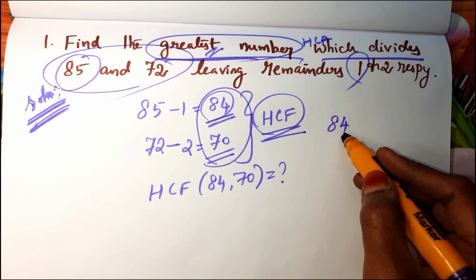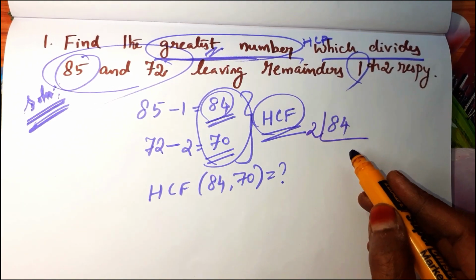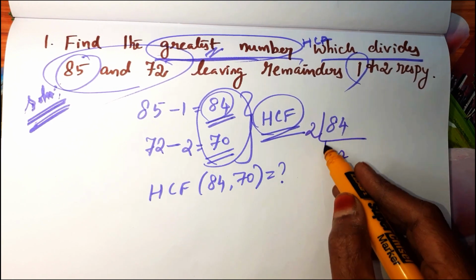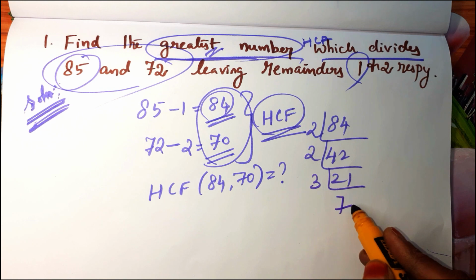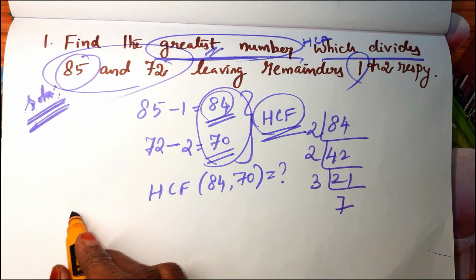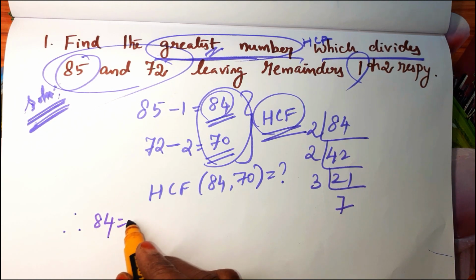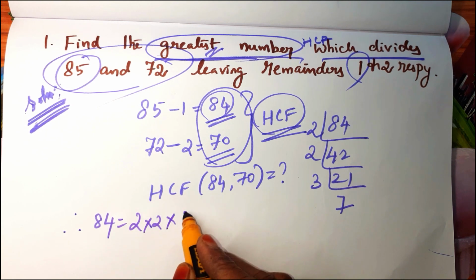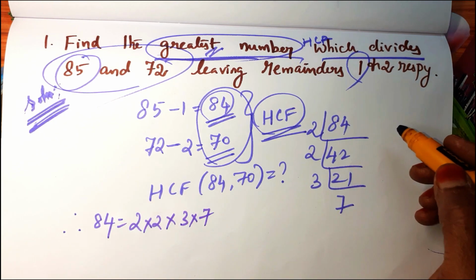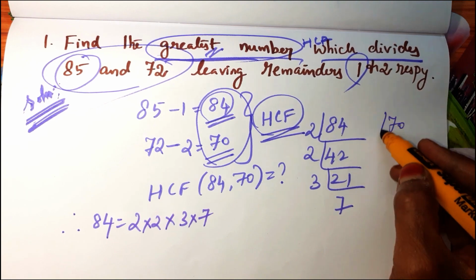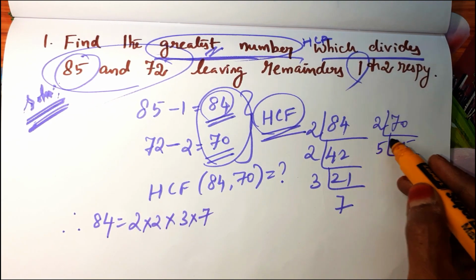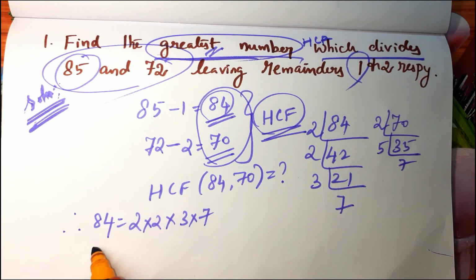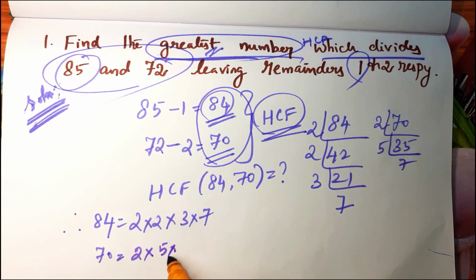So find the prime factors. When it is divided by 2, it is 42. Divided by 2, it is 21. Divided by 3, it is 7. So these are the prime factors. Therefore, 84 can be written as 2 into 2 into 3 into 7. And the other one is 70. Divided by 2 means it is 35. Divided by 5 means it is 7. So 70 can be written as 2 into 5 into 7.